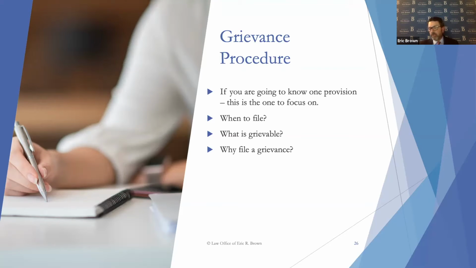It's important to know what the timelines are. Some time limitations are as short as 5 working days. So you need to understand how quickly you have to get those grievances in, and you got to get them in on time, because if you don't, the grievance is lost forever, and you don't want to be the person who failed to file the grievance on time.